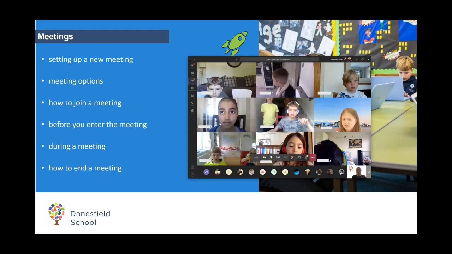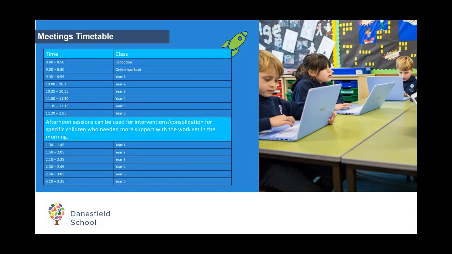Once you've set up your class team, you need to schedule your daily meetings with the children. At Danesfield School, we have a timetable set up for the whole school so that every year group has an allocated half-hour slot for their meetings with the children. This enables us to avoid any overlap for children who have siblings in different year groups. Throughout the morning to the afternoon, every teacher is given an allocated time, and if people are sharing devices at home, they don't have to worry about the time frame.